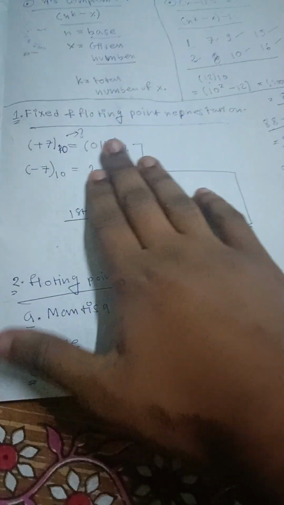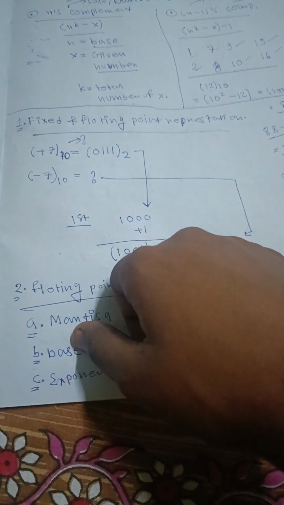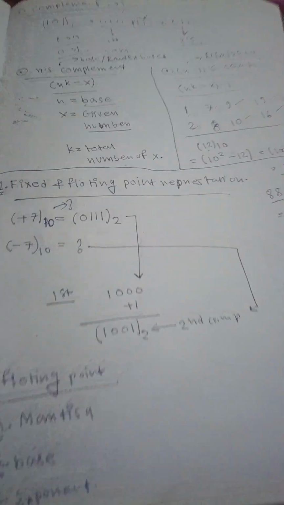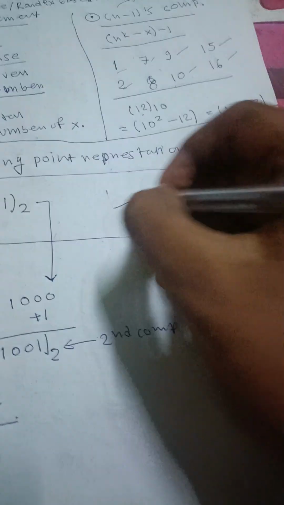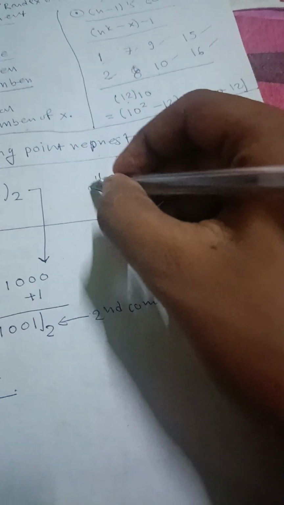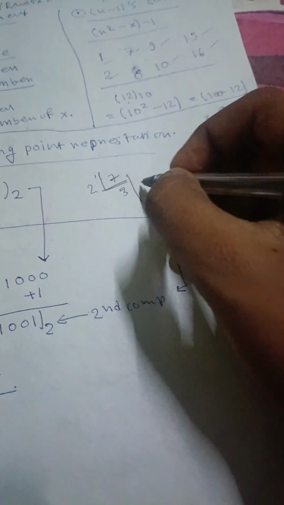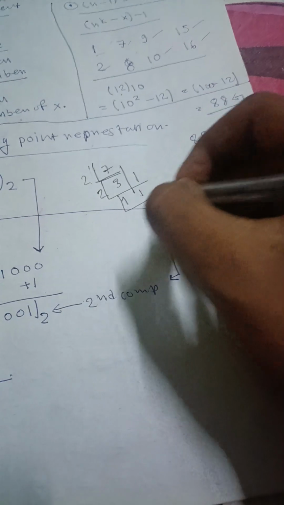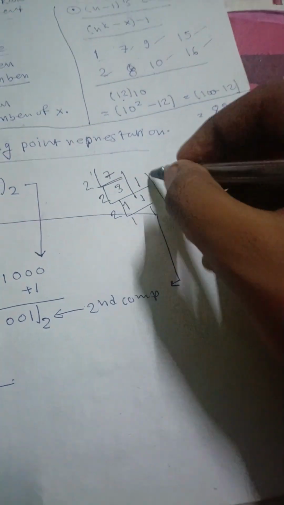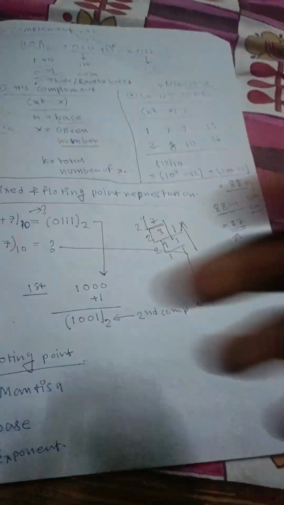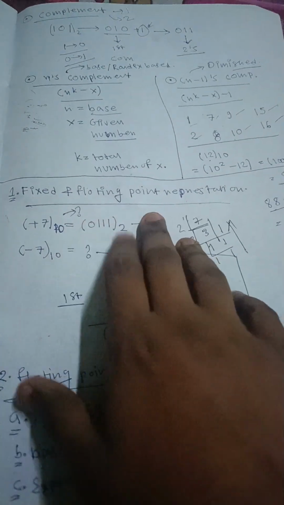But the problem is when minus 7 is given. To convert 7, we divide by 2: that is 3 remainder 1, then 1 remainder 1, so you can say it is 111. So why is there 0111? We are representing it in 4-bit format first of all.